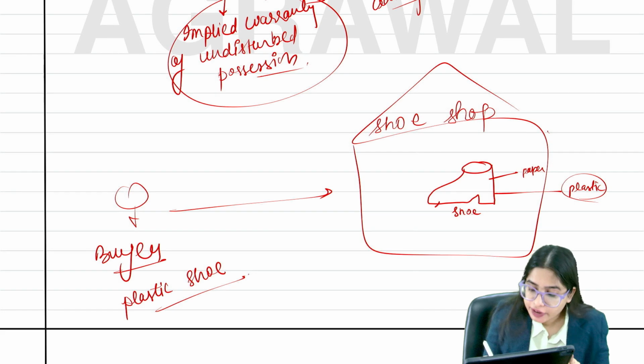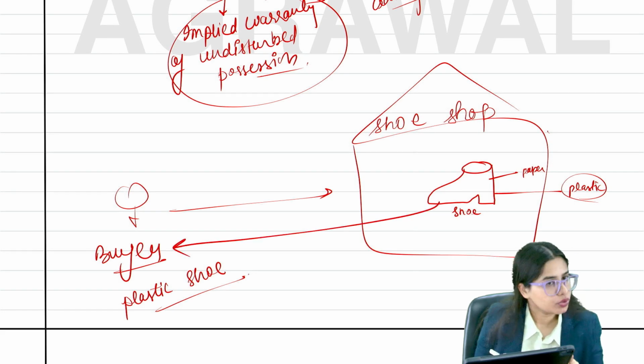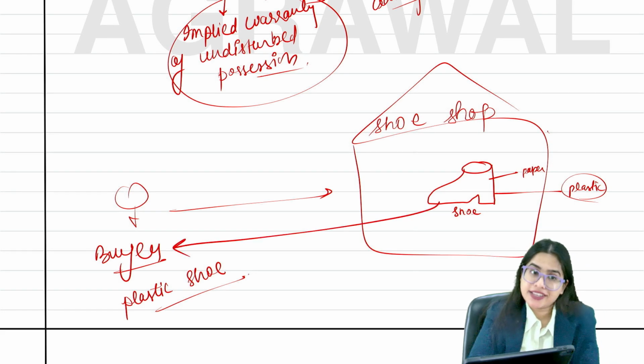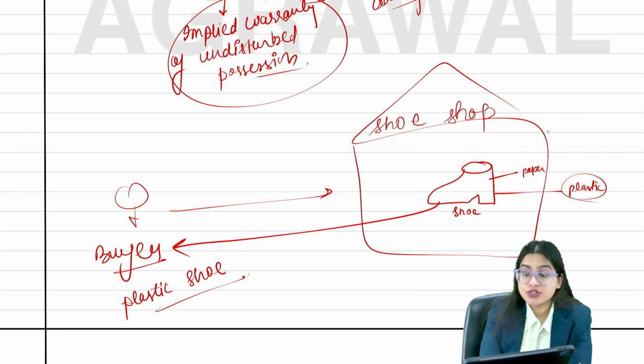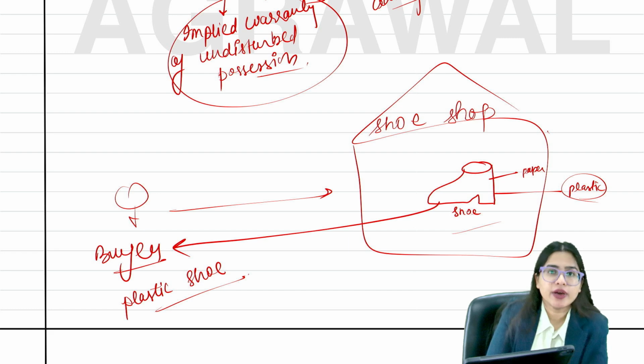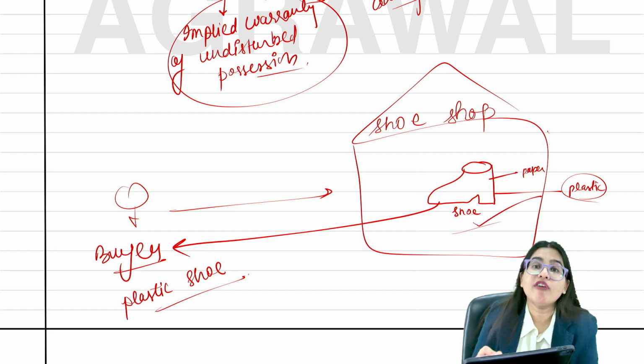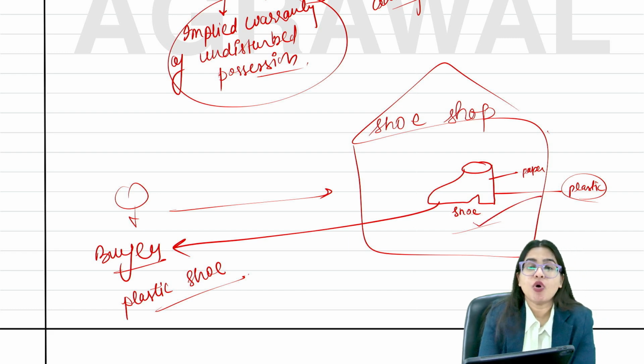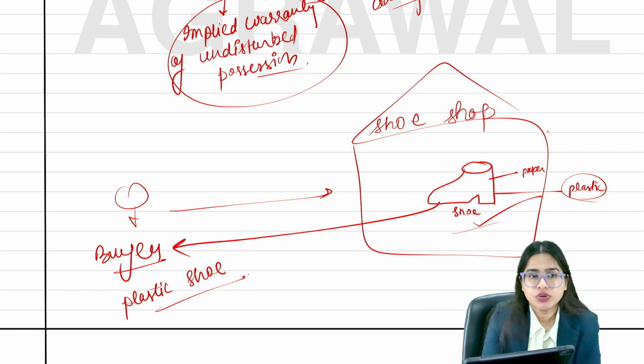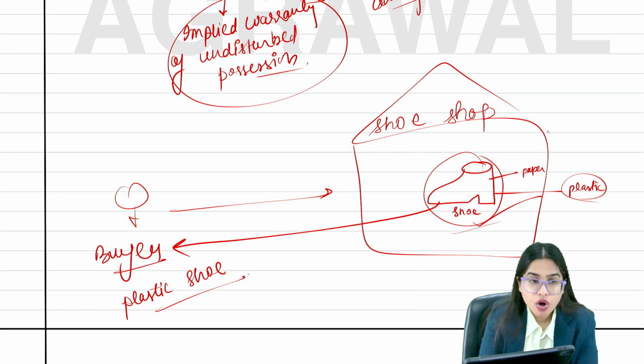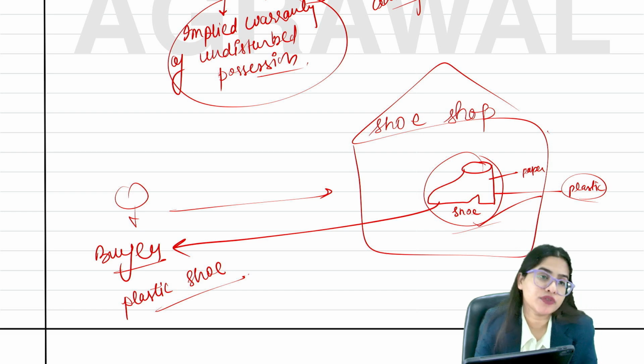So the shopkeeper showed me this sample. I said, ha, ye shoe to bahut acha. This shoe is exactly the same plastic shoe that I want. And I gave him an order of 100 pair of shoes.